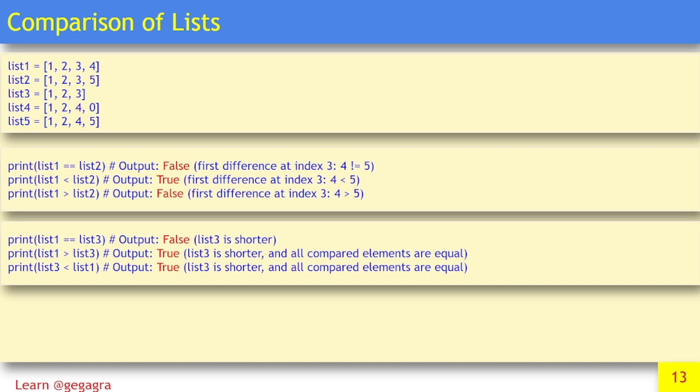When we apply print list 3 less than list 1, is list 3 less than list 1? Yes, this is also true. List 3 is shorter and all compared elements are equal, 1, 2, 3. That is why list 3 is considered less than list 1, and it returns true.